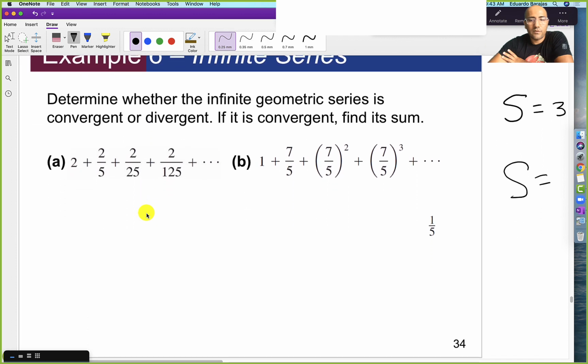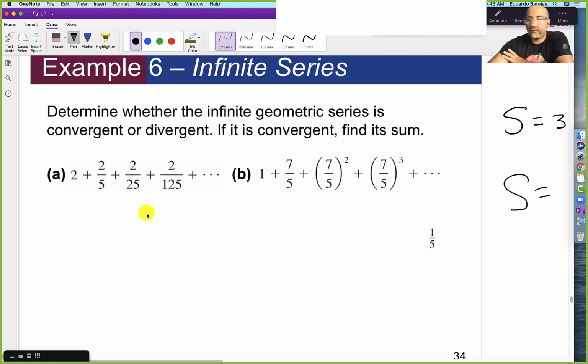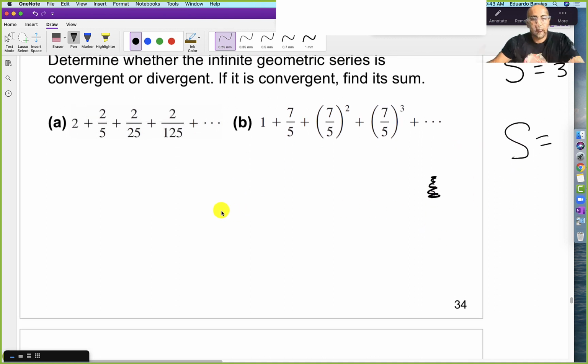Okay, so here's a couple of examples. Determine whether the infinite geometric series converges or diverges, and if it converges, find the sum. Okay, so part A, let's look at this one. Is that going to converge or diverge? So let's look at the underlying sequence, the geometric sequence. Sequence means it's just the list of numbers without the sum part of it.